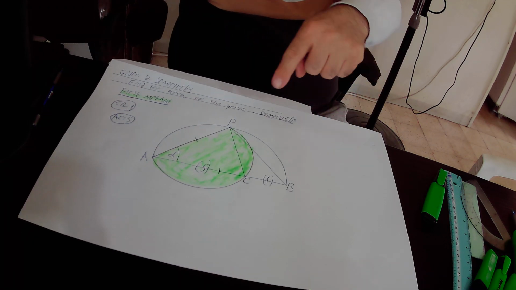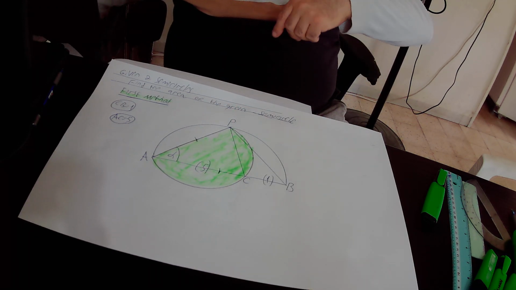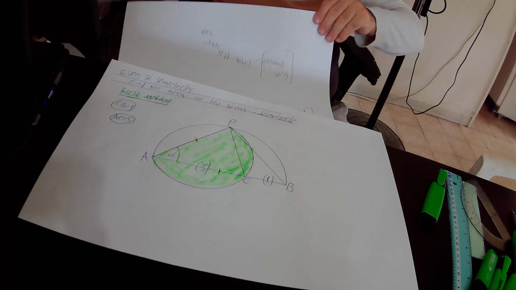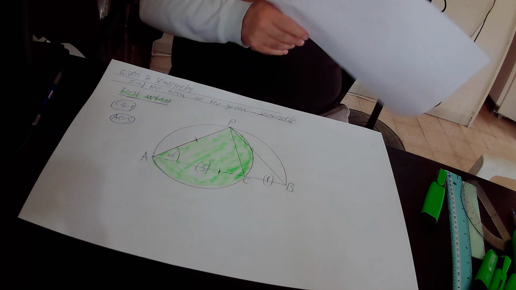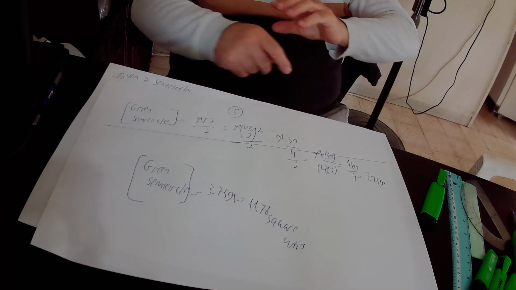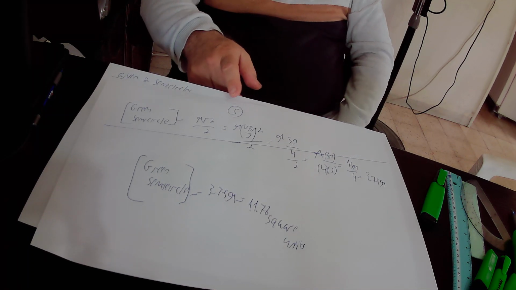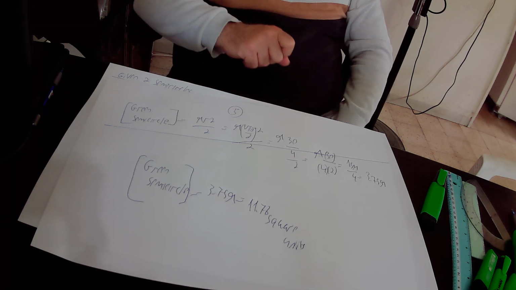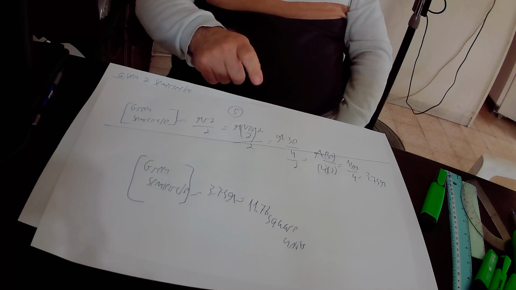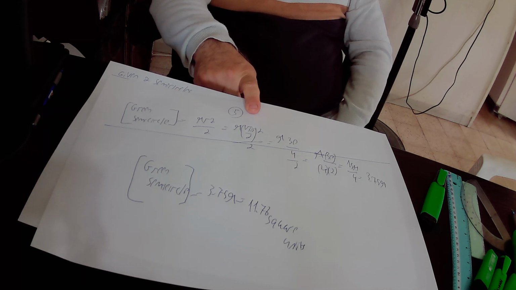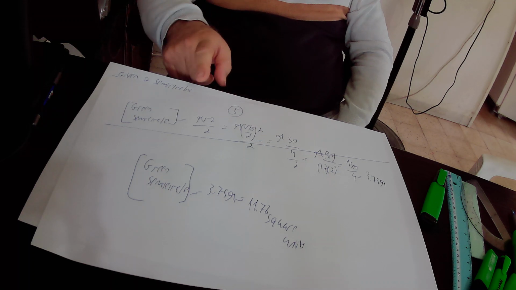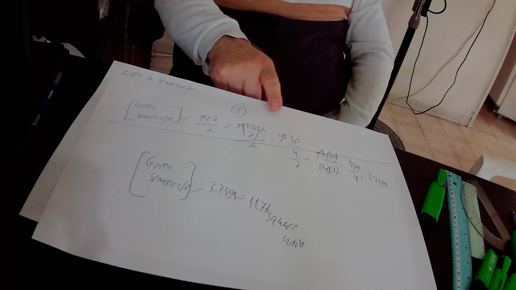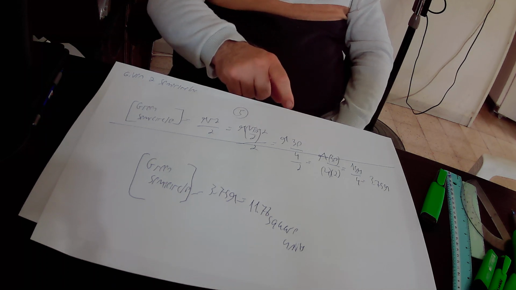Our mission is to find the area of this green semicircle. The area of this green semicircle equals pi r squared over 2. I'll repeat again: the area of this green semicircle equals pi r squared over 2. So r squared is equal to the square root of 30 over 2, squared. We open the brackets and find that the area of the green semicircle equals pi, and the square root of 30 squared is 30, over 2 squared is 4, divided by 2.